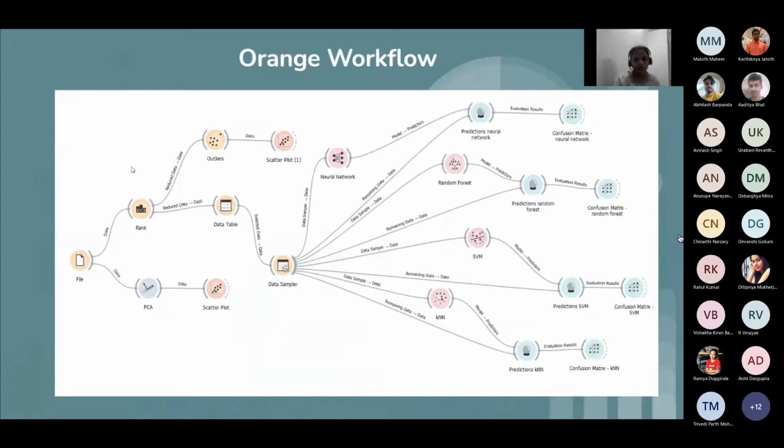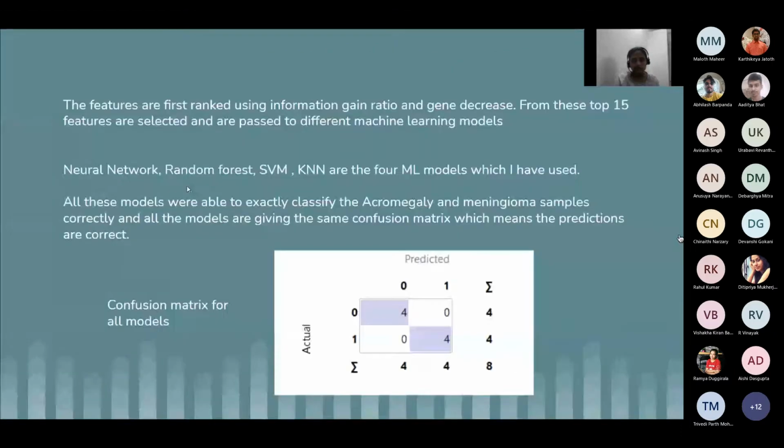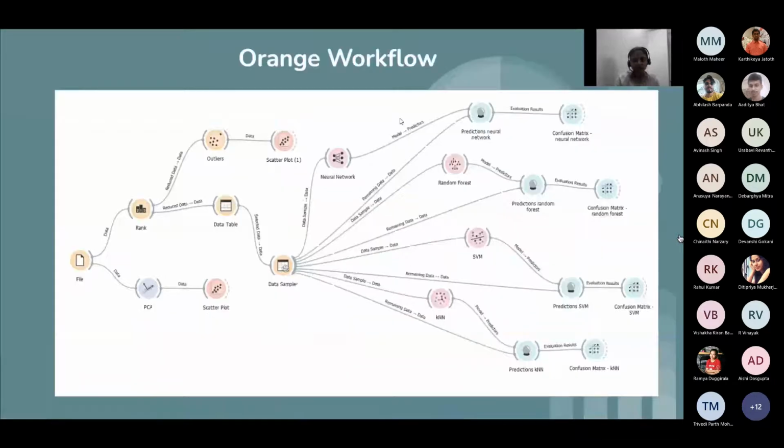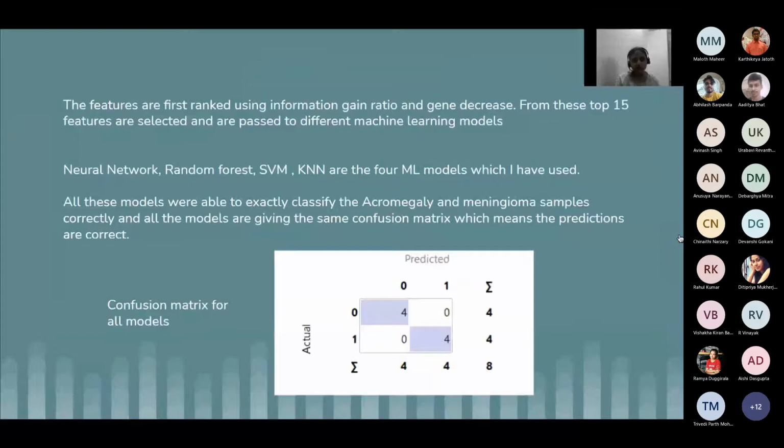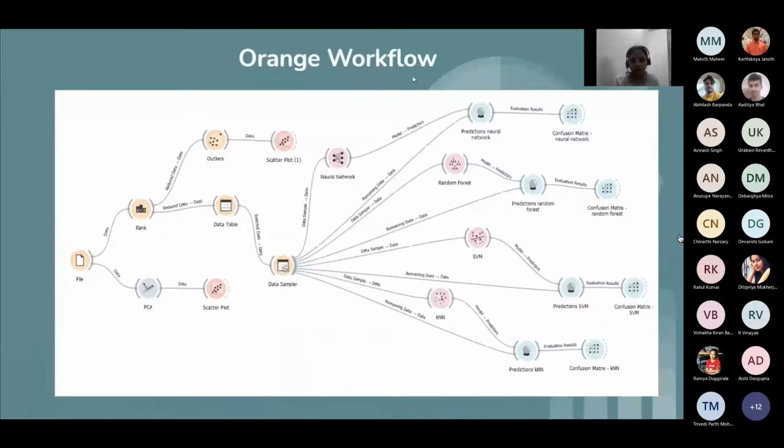Next, I have given the normalized data to Orange, and this is my Orange workflow. First, I have ranked the features using information gain ratio and gene degrees. From these features, I have taken the top 15 features and passed them to different machine learning models. The machine learning models I have used are neural networks, random forest, SVM, and KNN.